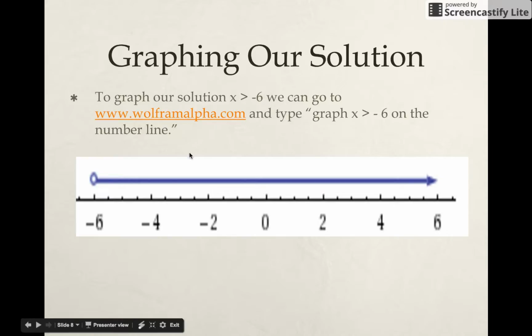And so here we see on the number line all of the numbers that are greater than negative 6 shaded. You'll notice this open circle. That is indicating that negative 6 is not actually included. Notice our solution is x is greater than negative 6. That does not include equality to negative 6.